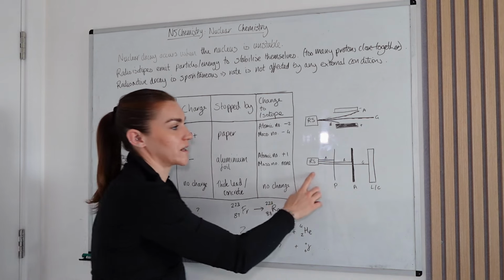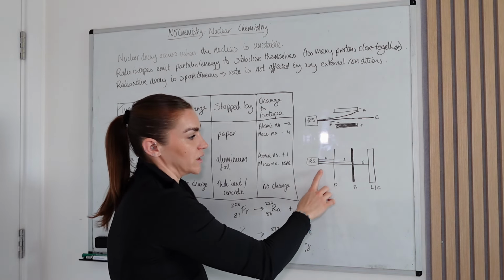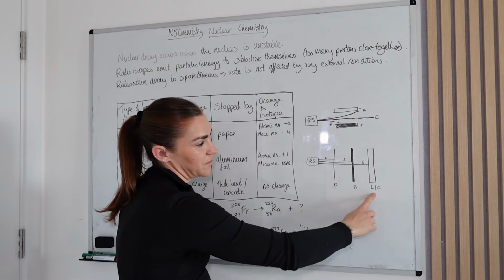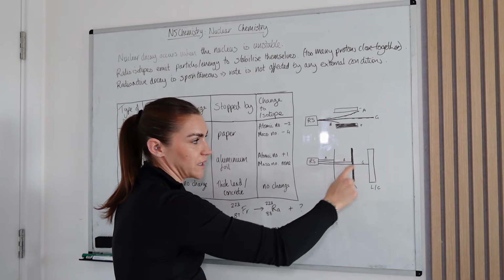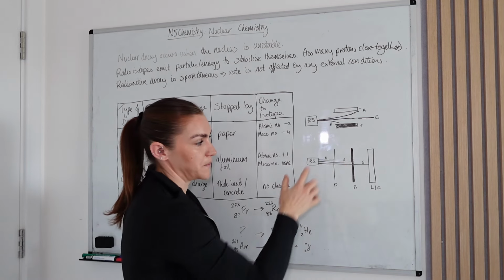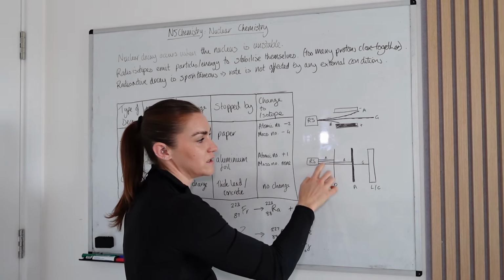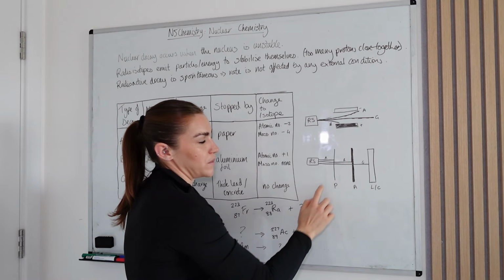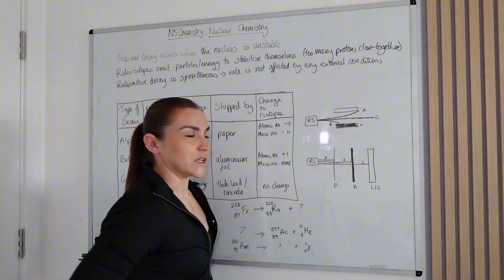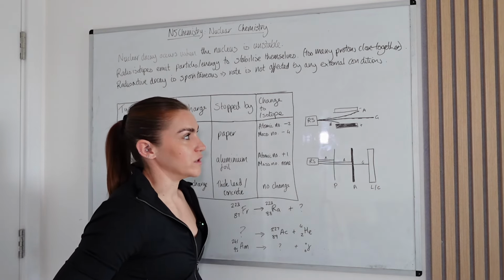So you'll see this diagram quite a lot in your exam where you've got paper, aluminium foil and lead or concrete, and it will show you the different types of radiation and the lines. Quite often you're asked to identify what type of radiation's been emitted by each line. So alpha is the one that gets stopped by paper, beta is the one that gets stopped by the aluminium, and gamma is the one that gets stopped by the lead or the concrete.